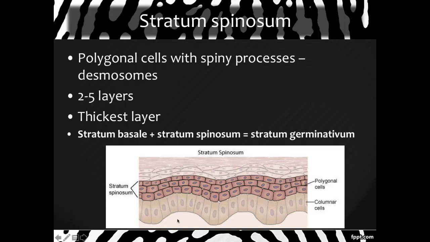In this layer you can observe numerous mitotic divisions too, and that's the last layer of epidermis where the cells have the ability of mitotic division. That means that in stratum basale and stratum spinosum you can observe mitotic divisions, and that's the reason why these two layers together are called stratum germinativum.